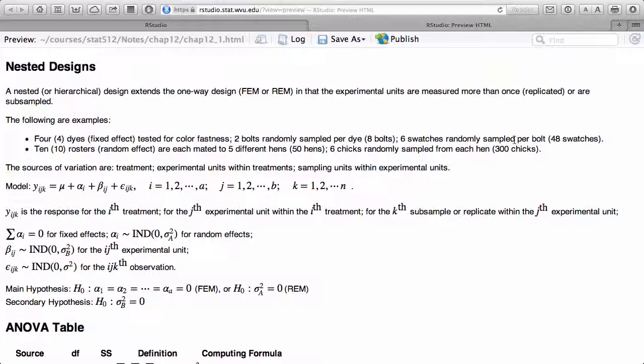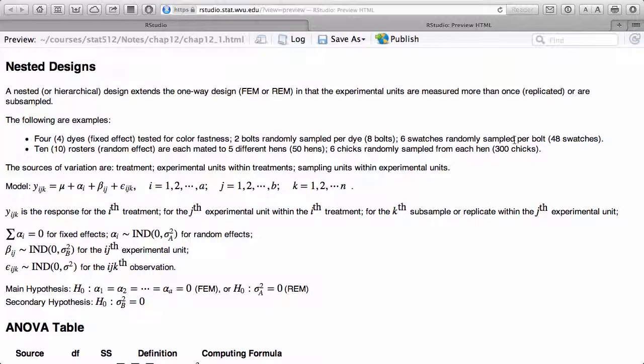And likewise for the epsilon sub ijk, which is the subsample, it will be independently normal with mean zero and variance sigma squared. Now, of course, these normality assumptions are just that, assumptions. It gets harder to check these types of assumptions for these random effects models. But at any rate, we're interested in testing that either the alphas are 0 for the fixed effects or that the variance sigma squared sub A is 0 for the random effects model. There is a sub-hypothesis, and that's that sigma squared sub B, the experimental unit variability, is 0. That's the secondary hypothesis.